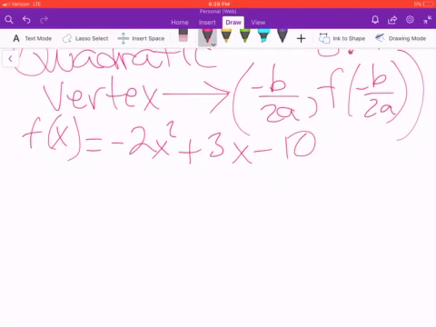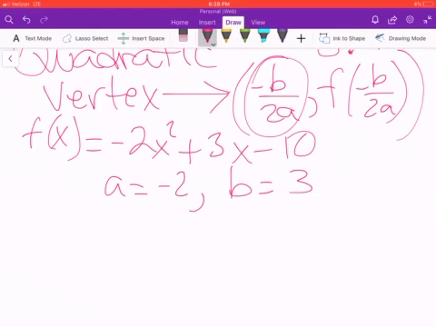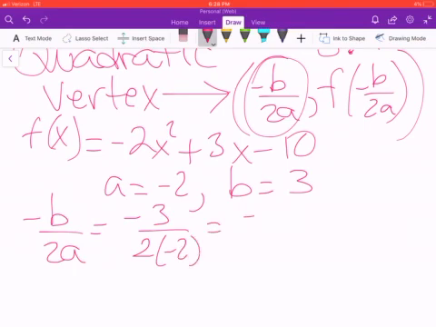And so to find the x coordinate of the vertex, we need to recall that a is the leading coefficient and b is the coefficient of the x. So by using negative b over 2a, and I'm actually giving you that formula on the test, I was feeling nice. So then negative 3 over 2 times negative 2, and this will be negative 3 over negative 4. And remember, negative over a negative is positive, so this would just be 3/4.